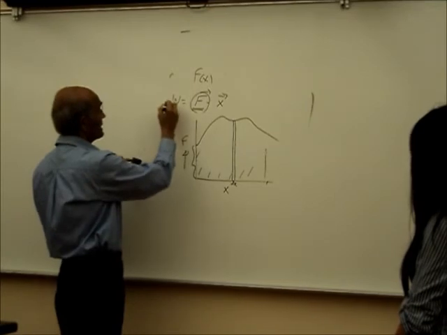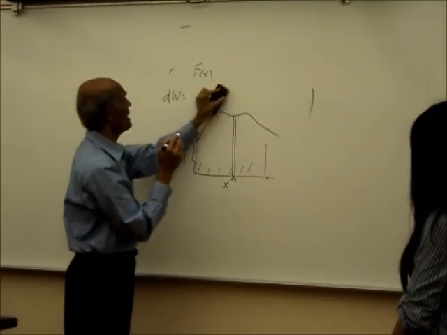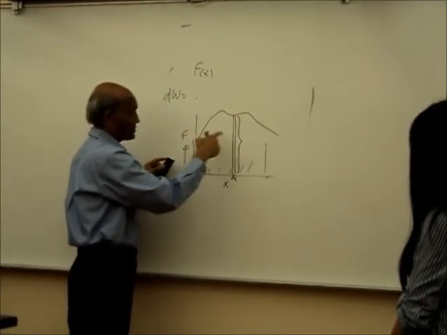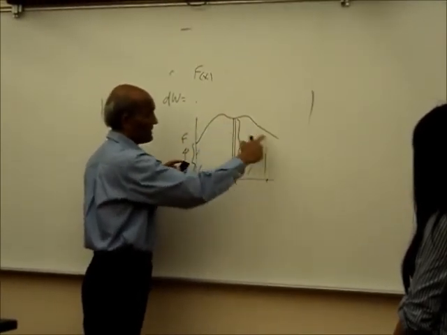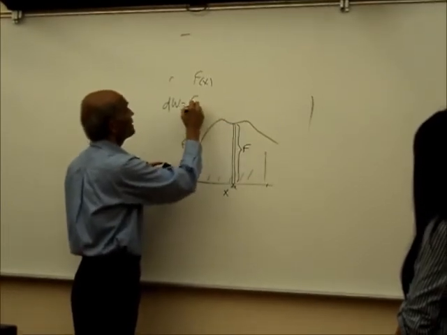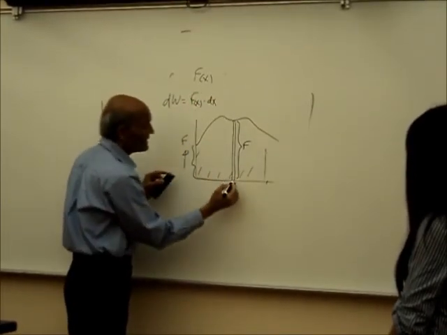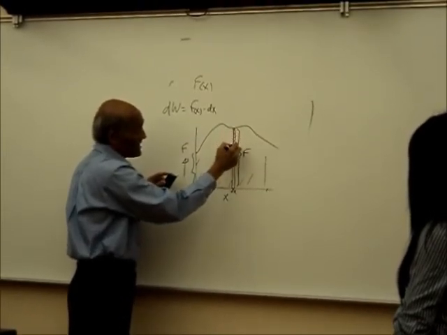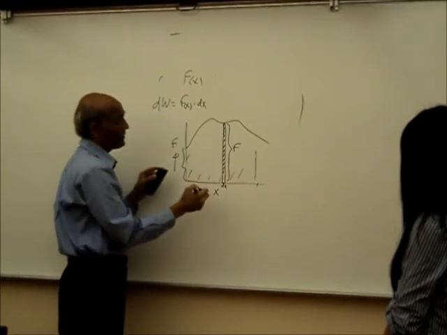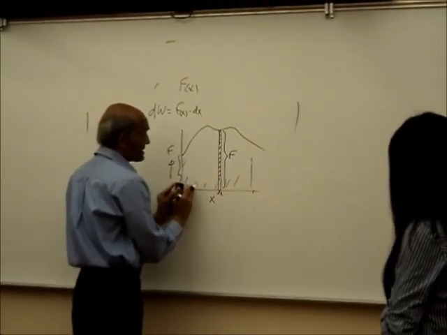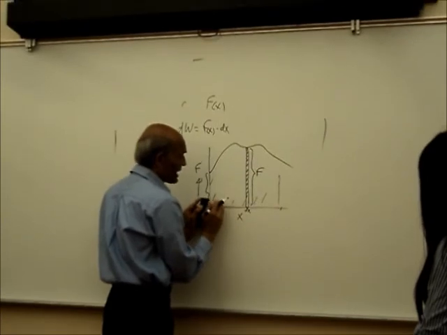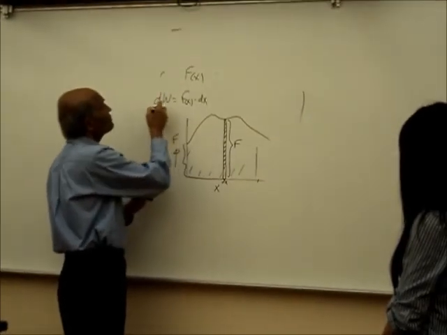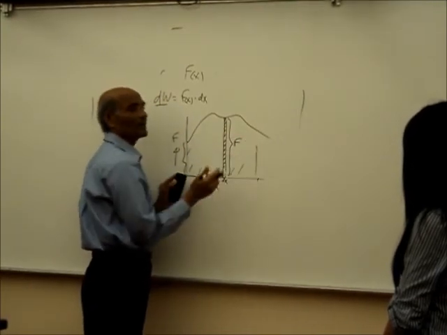Therefore, the work done, dW, at that time will be the force function. Force is now a function of x. It changes with x. So that will be the force function multiplied by that dx. Now, that means it is the area of this rectangle. You can now take this small interval anywhere under the graph, and if you add up all these dW's, you get the total work done.